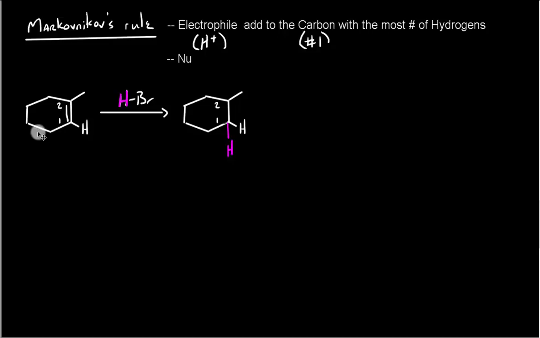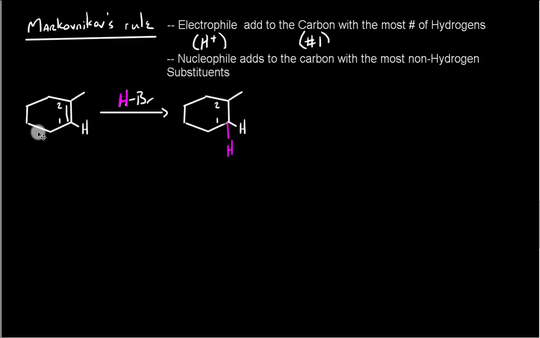The other part of Markovnikov that lets you sidestep the mechanism is that we can say that the nucleophile adds to the carbon with the most non-hydrogen substituents. This is just a complement to the first part of Mark's rule. Comparing carbon 2 versus carbon 1, if you count the substituents, carbon 2 has 1, 2, 3 substituents, and carbon 1 has 1, 2 substituents, not counting the hydrogen. So we're counting most non-hydrogen substituents.